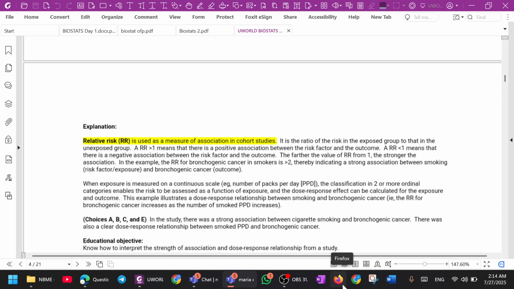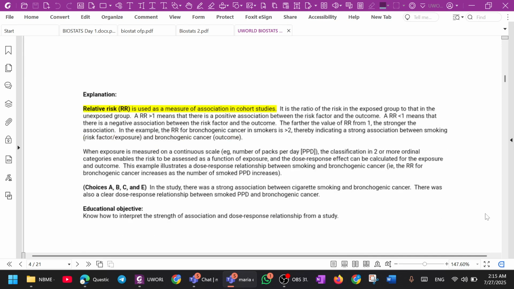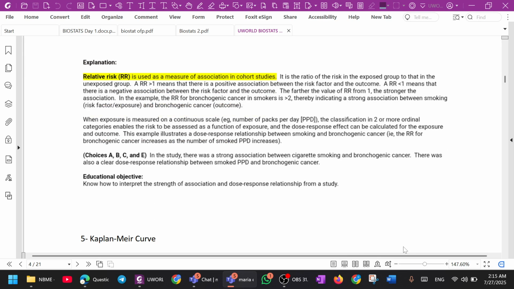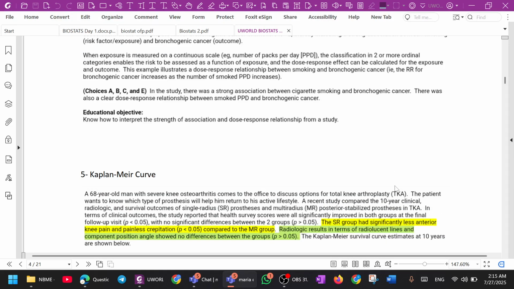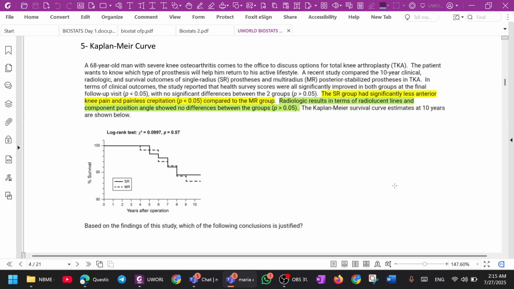The dose response effect can be calculated for the exposure and the outcome. This example illustrates a dose response relationship between smoking and bronchogenic cancer. That is, the relative risk for bronchogenic cancer increases as the number of packs smoked per day (PPD) increases. Know how to interpret the strength of association and the dose response relationship for this study. Okay, next, Kaplan-Meier curve.